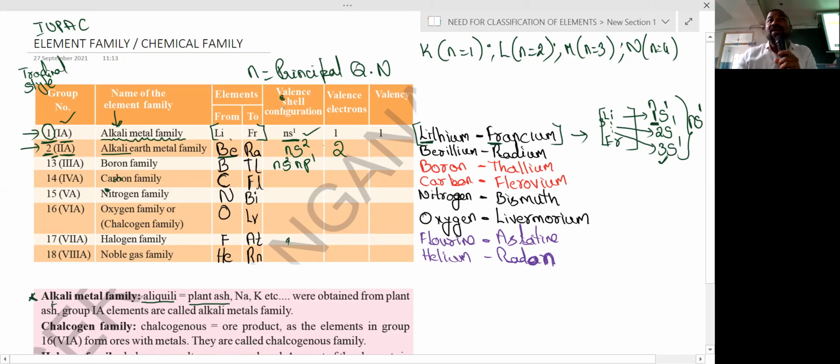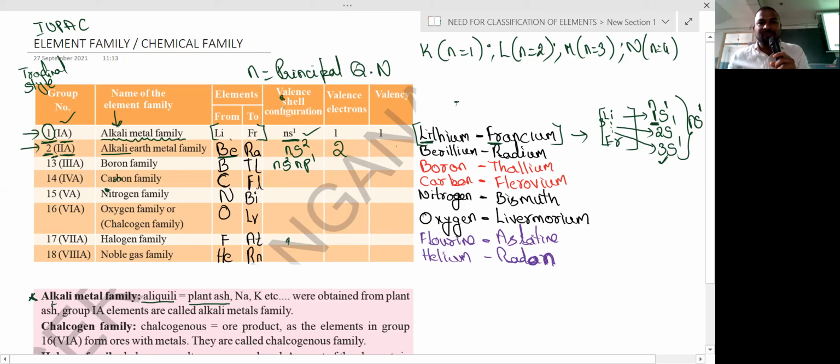And the valence electrons are 2. What is the meaning of valence electrons? The number of electrons present in the outermost orbital. Now you can see here the outermost orbital is ns2. How many electrons are there in the last? 2. That's why the valence electrons are 2. Are you able to understand?